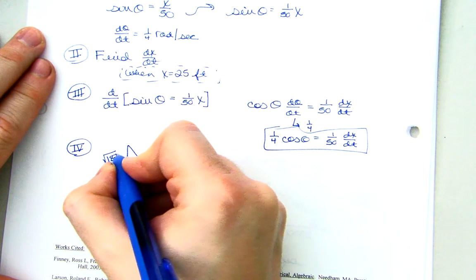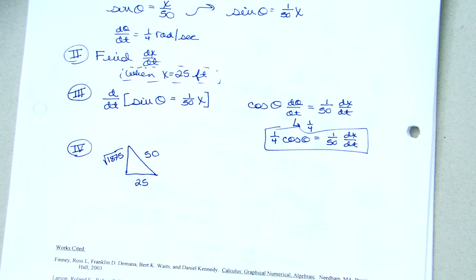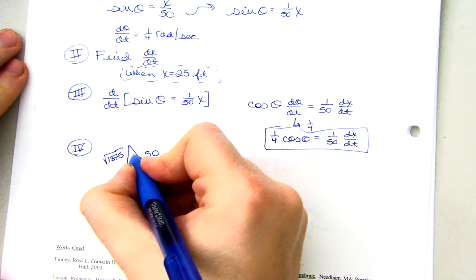I think it should be the square root of 1875 for that side, right? Pythagorean theorem. Let me know when you have something simplified. Oh, and I should have my theta in here.